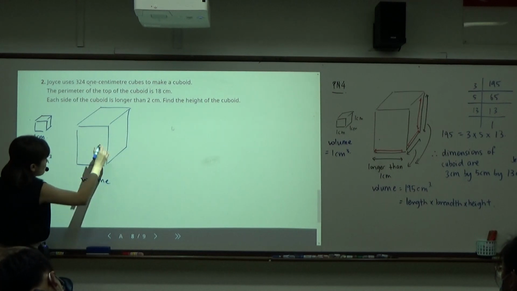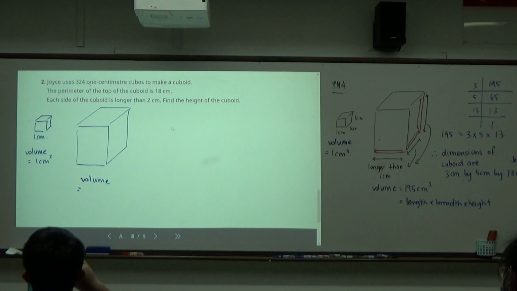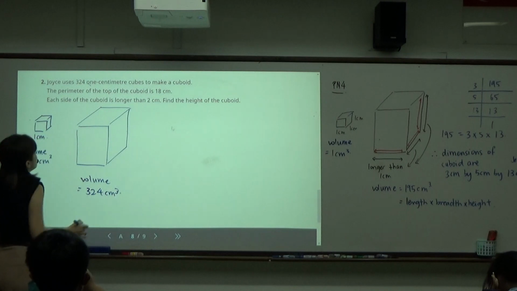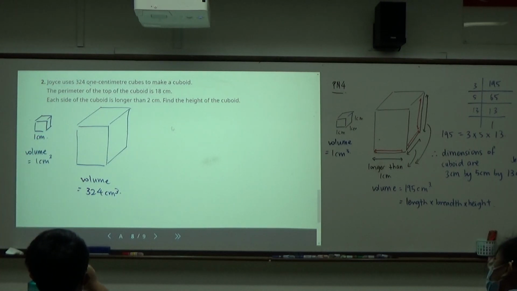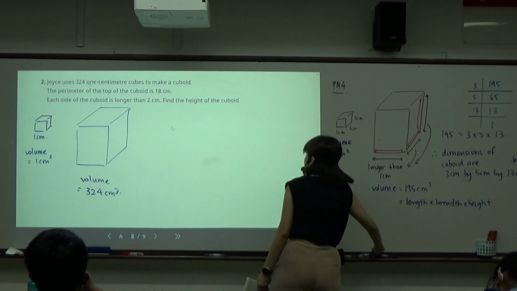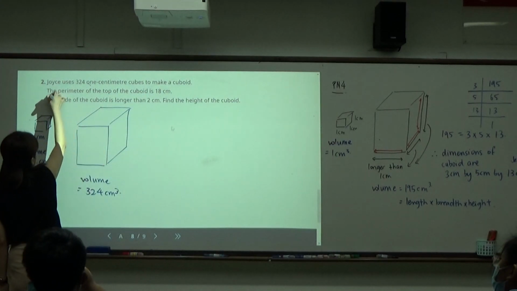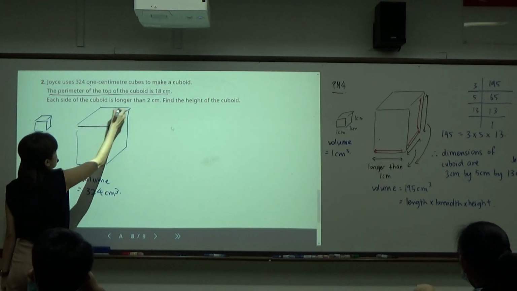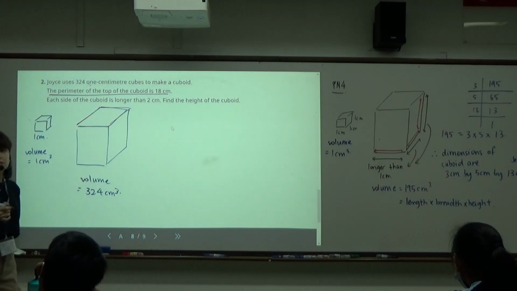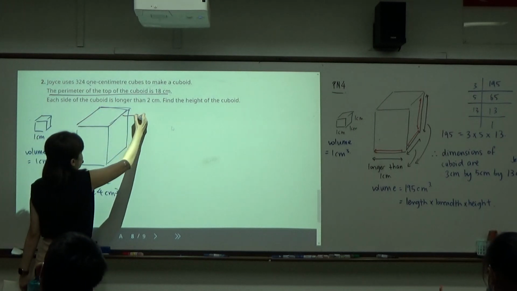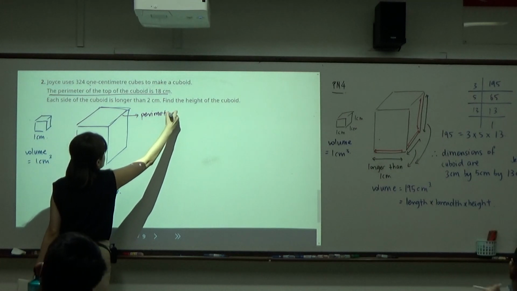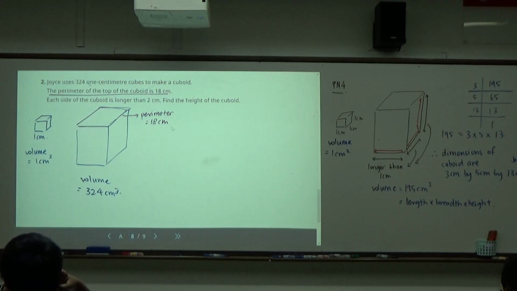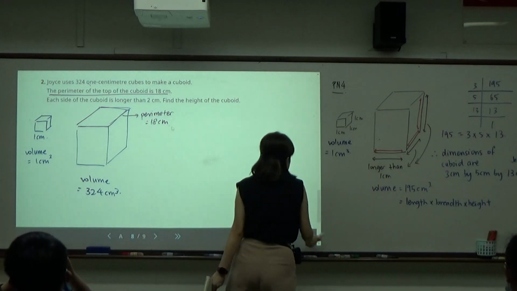In this case, for my cuboid, what is the volume going to be? 324, right? The question in this case gives additional information. It tells you that the perimeter of the top of the cuboid is 18 cm. What this means is that for the top of the cuboid over here, perimeter means the sum of all the sides will have to add up to be 18 cm. And also the question says that each side of the cuboid is longer than 2 cm.